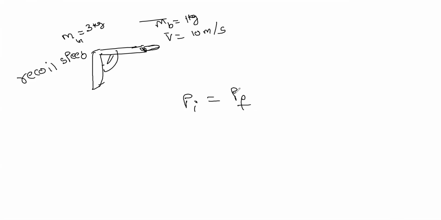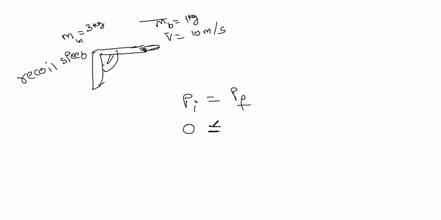Is there any initial velocity for the gun? No, only for the bullet, and only after firing itself. That's why the initial momentum is 0, because there is no velocity for the gun and no velocity for the bullet also. Both are at rest initially, right?